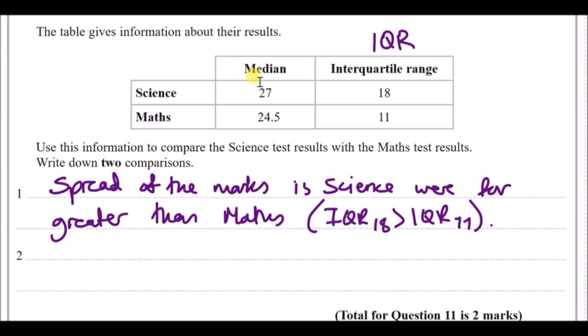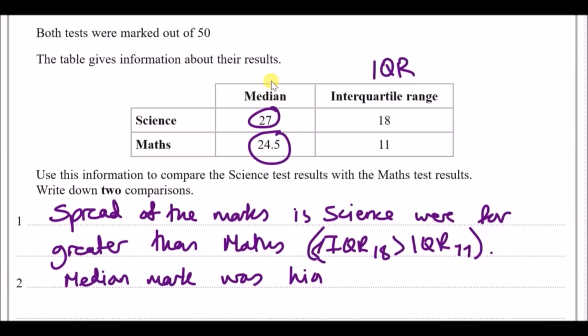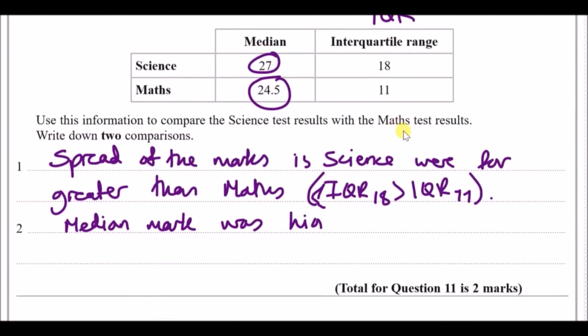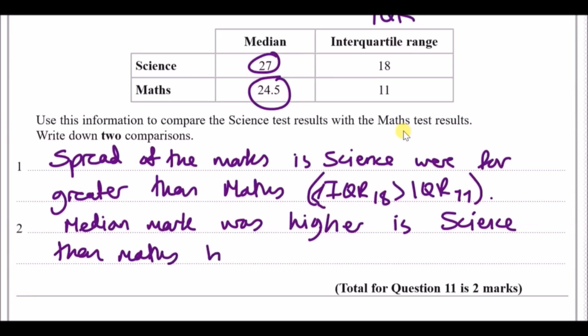And we can say that the median mark is 2.5 marks higher in science than maths. So median mark was higher in science than maths by the difference was 2.5 marks.